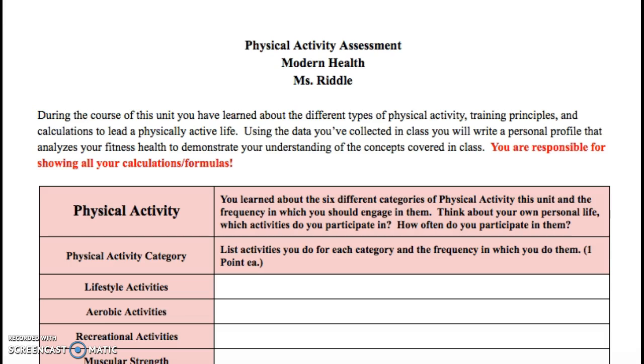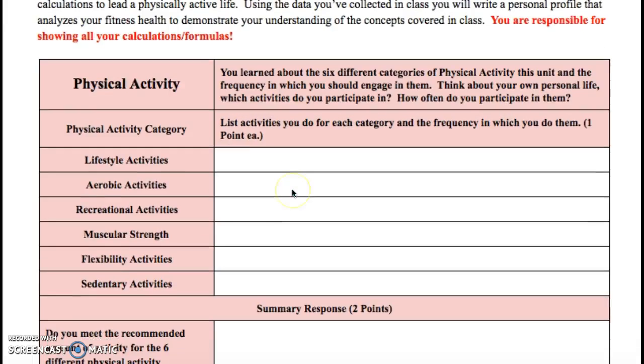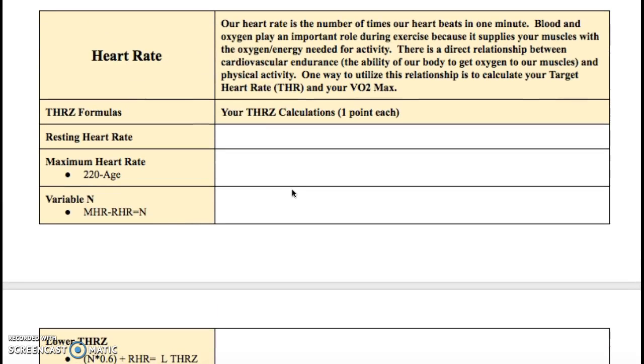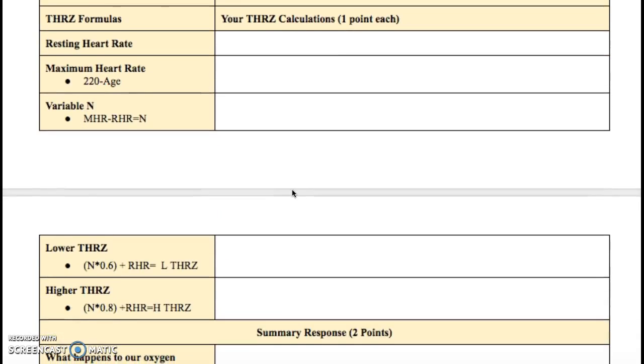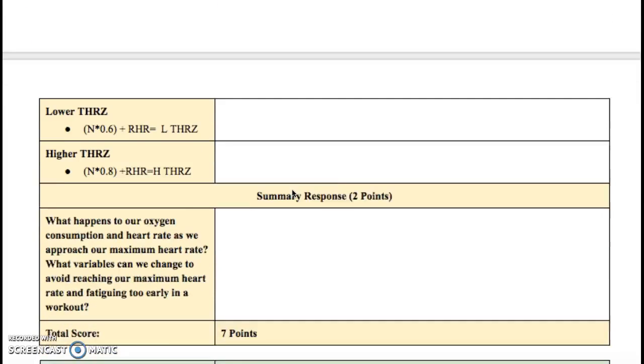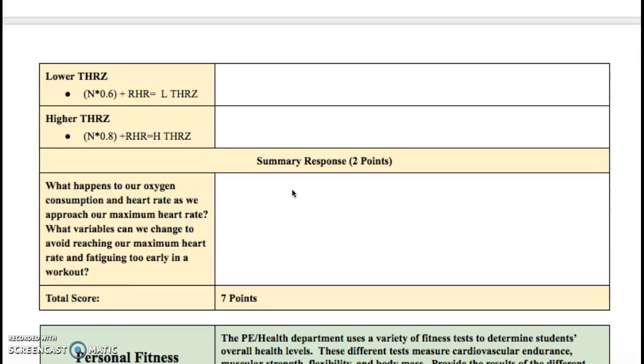One last thing before I let you go, I wanted to connect this with the assessment and let you know why this is important. I'm going to post your assessment on Google Classroom. There's a section where it asks for your resting heart rate, your maximum heart rate, and your target heart rate zone. We learned how to calculate that today, so you can plug those in and do the summary response.